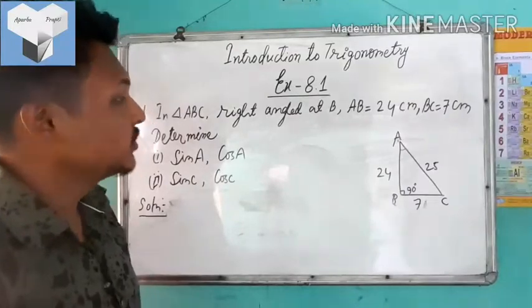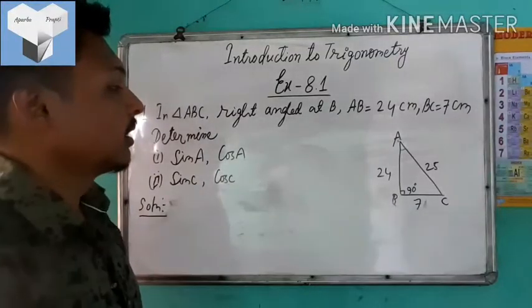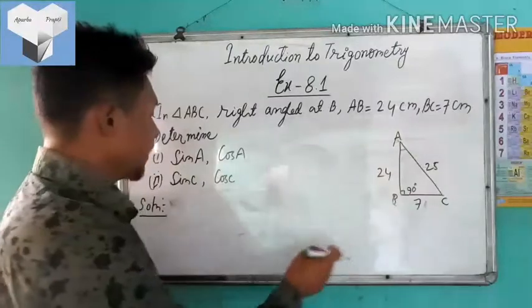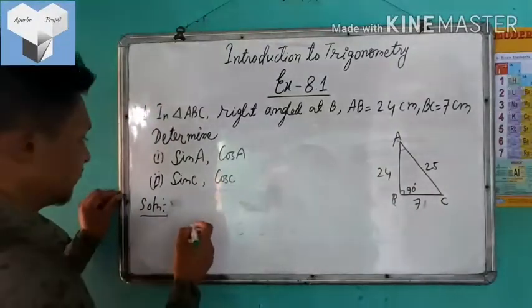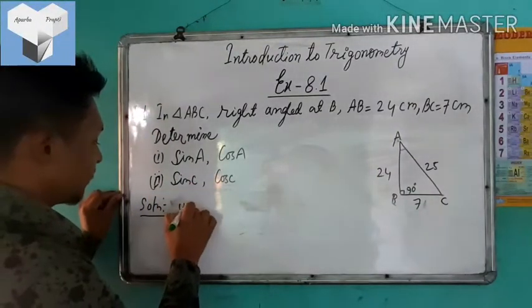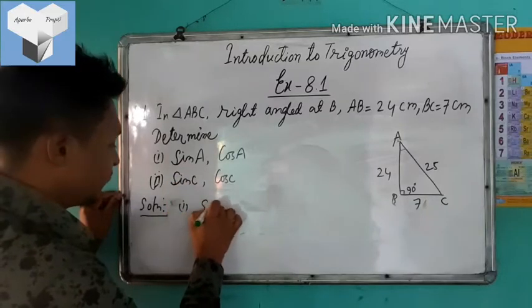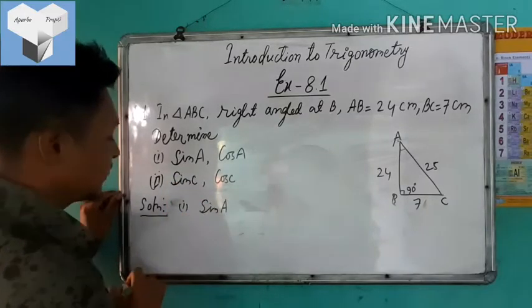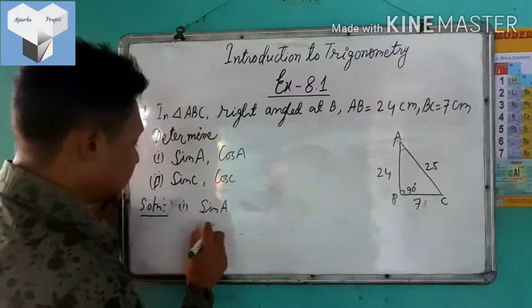So in this way, using Pythagoras theorem, we extract the length of hypotenuse. Now we can proceed ahead for the given problems. So I am doing the first one. In the first case, we need to find the value of sine A. So simple.